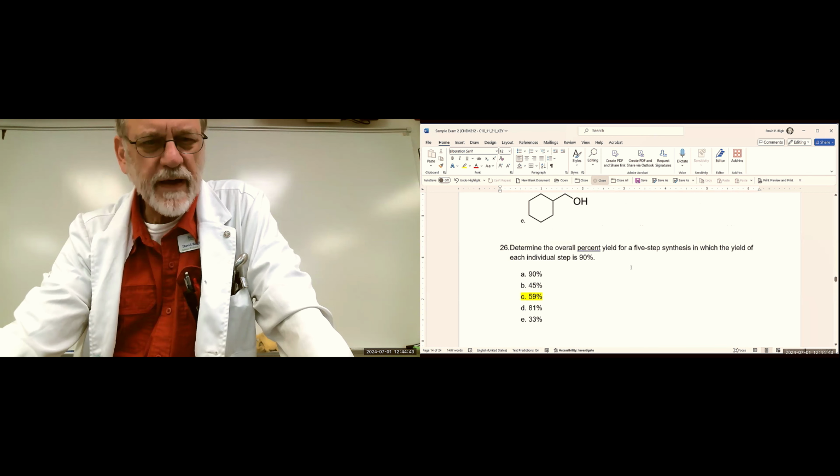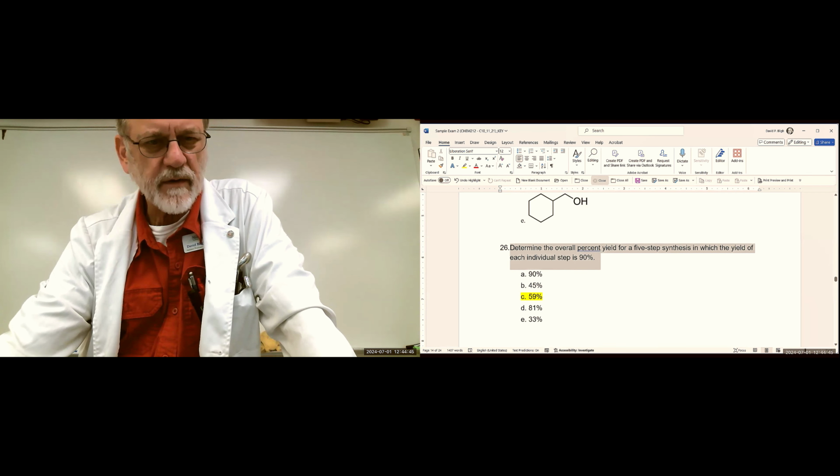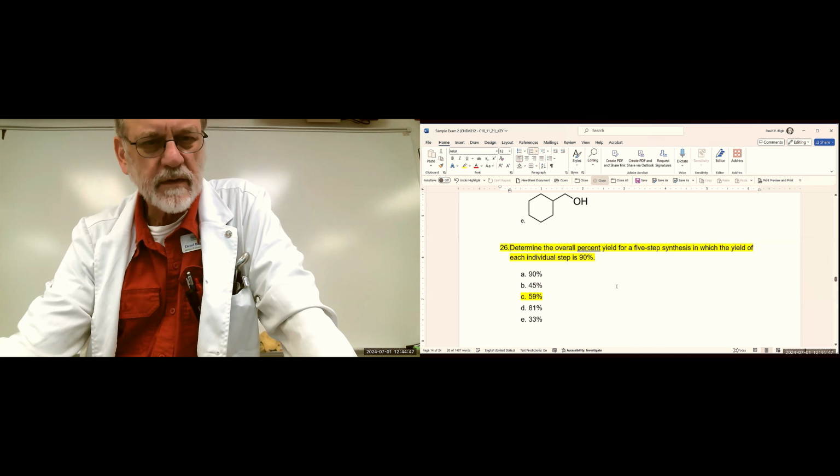Overall percent yield, 5 steps, 90%. That's a simple calculation. Keep that one.